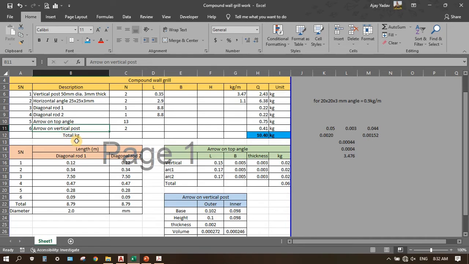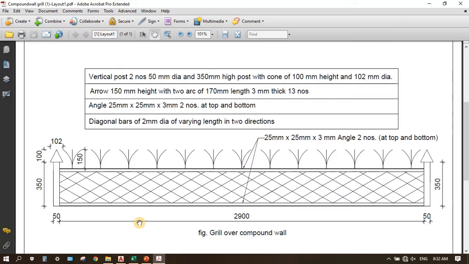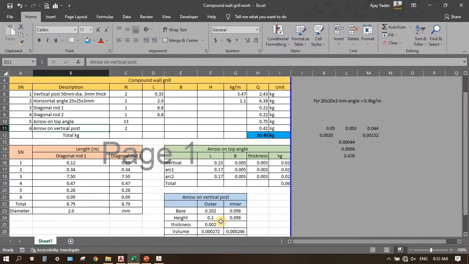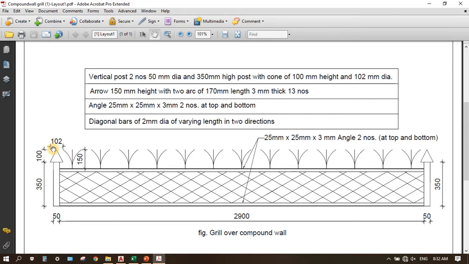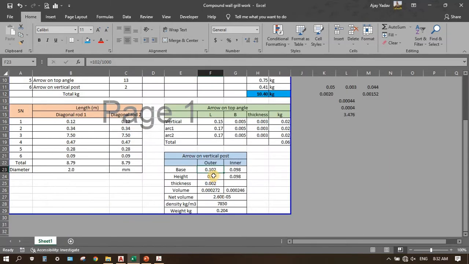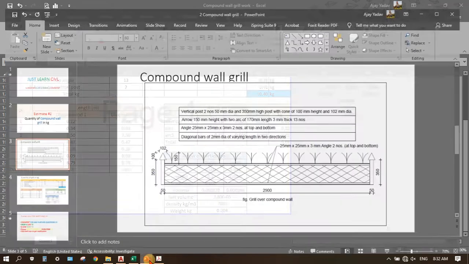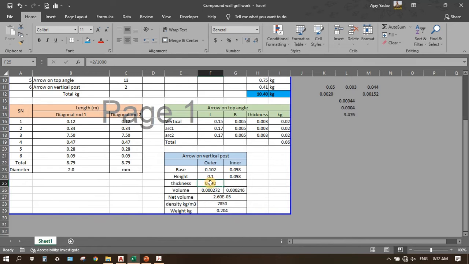Now arrow on the vertical post. This is the arrow on the vertical post, assumed to be conical. So the volume of the cone is pi r square h divided by 3. Now outer diameter 0.102, here it is 0.102, height is 0.1. Now thickness is assumed to be 0.02, so you will get the inner.